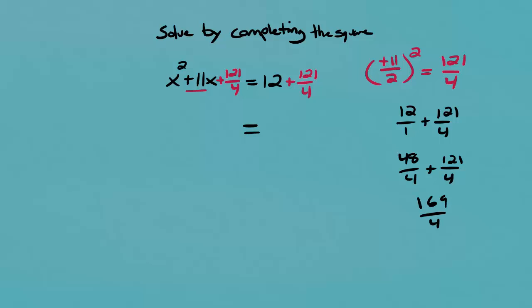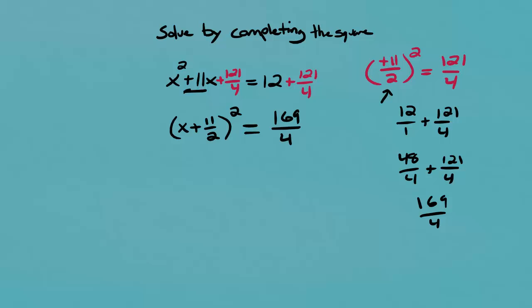Okay, so that's this side, 169 over 4. And now the question becomes: how does this factor? This perfect square trinomial you create will always factor in this same way. So I'm going to get x plus or minus, it's actually plus in this case because this is a plus right here, plus something squared. The number that goes here is the number that we had before we squared it. So in other words, it's half of this number every single time. So positive 11 divided by 2 is positive 11 halves.